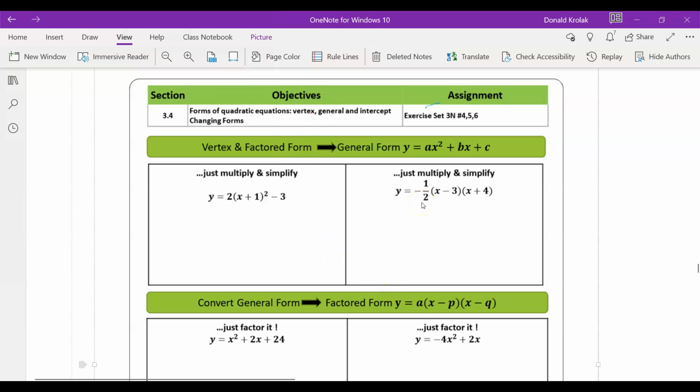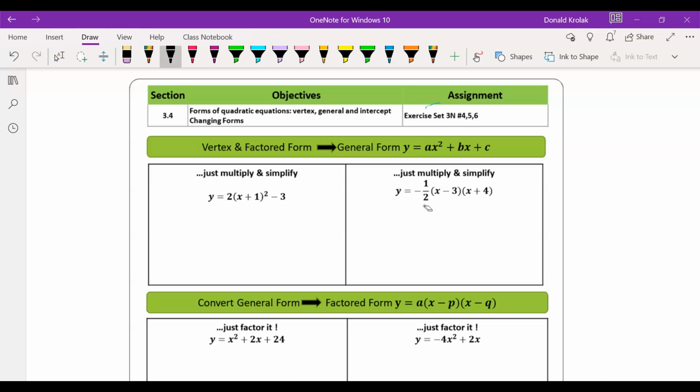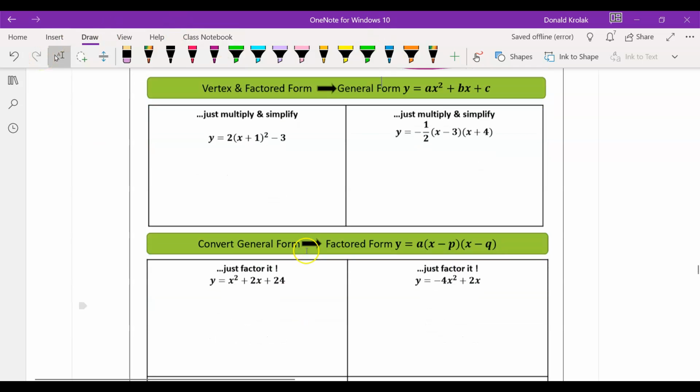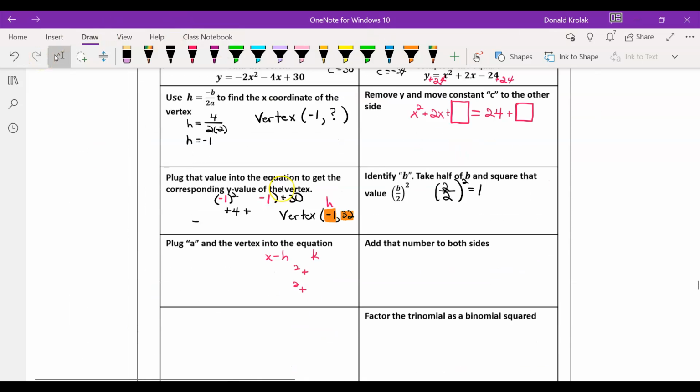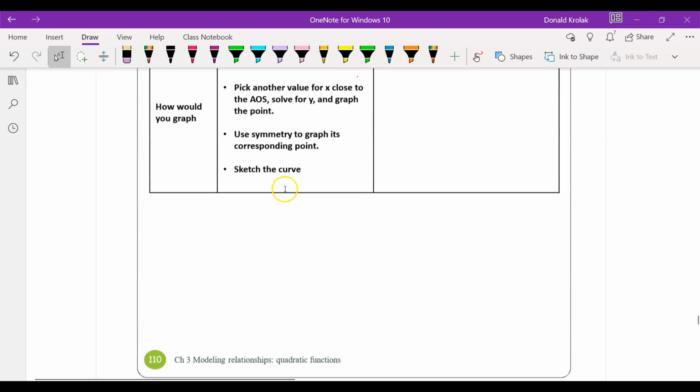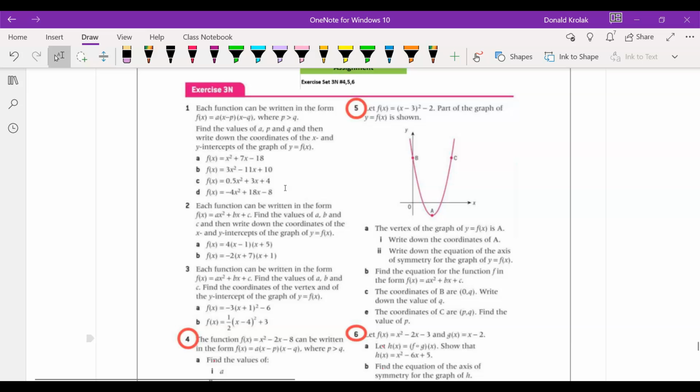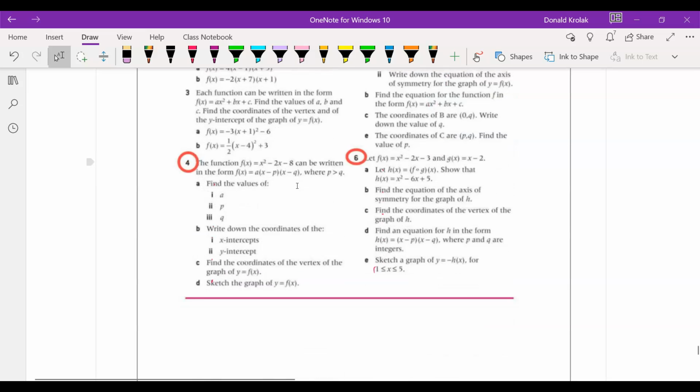All right, so for Monday, here's the assignment. It's set 3N for problems 4, 5, and 6. Now that's in your packet right here. Problem 4, 5, and 6.